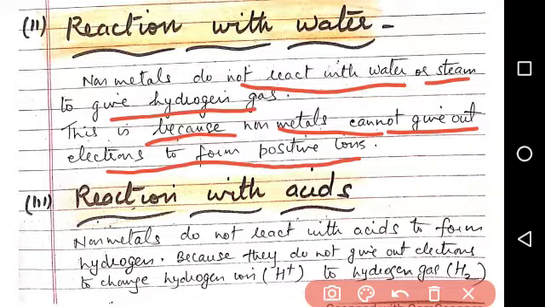Next reaction is reaction with acids. Non-metals do not react with acids to form hydrogen because they do not give out electrons to change hydrogen ions to hydrogen gas.